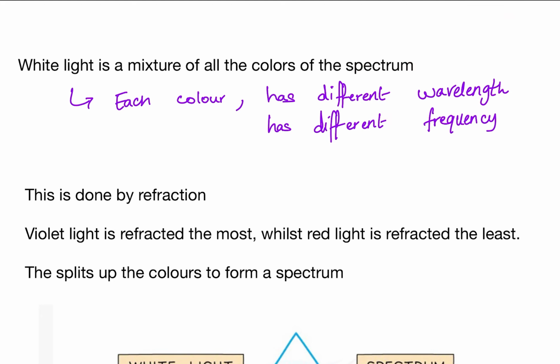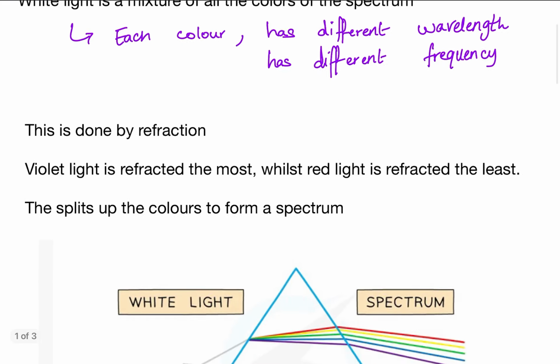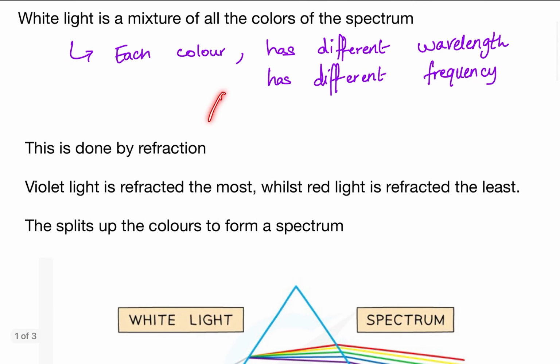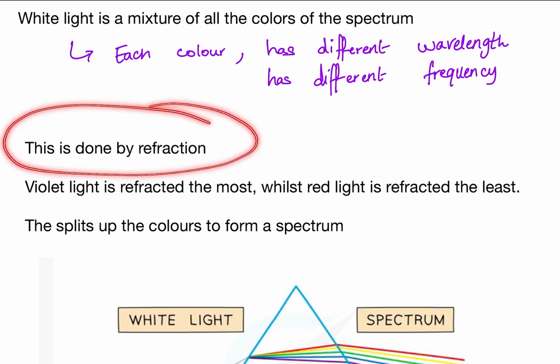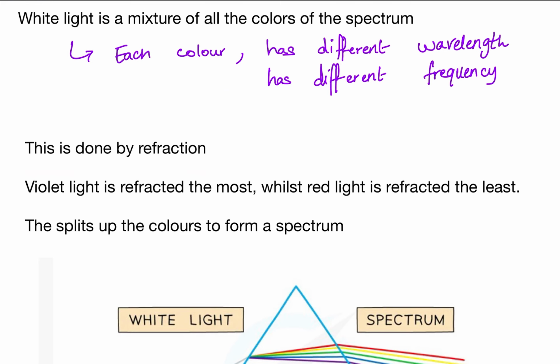White light may be separated into its colors by passing through a prism. Okay, let's say this is the prism. This is done by refraction, and violet light is refracted the most, while red light is refracted the least. This splits up the colors to form a spectrum.